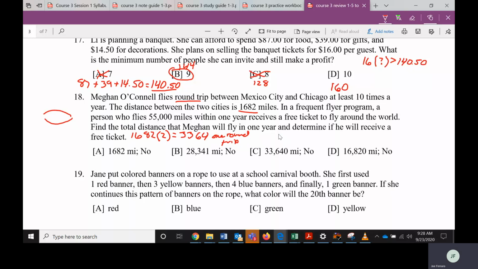Okay, she's going to do at least 10 of those. Okay, so she's going to go 10 times, and so that'll give her 33,640 miles. Okay, there's only one choice that has that listed, and no, she does not get to the 55,000. So she will not get the free ticket around the world.